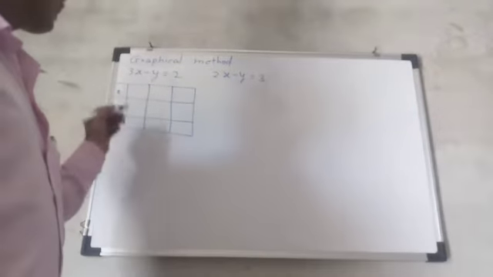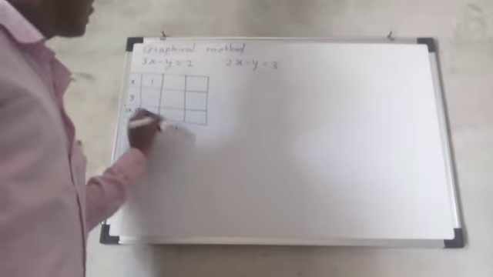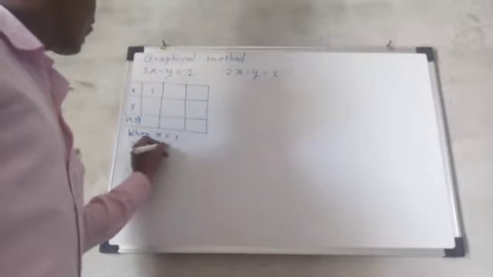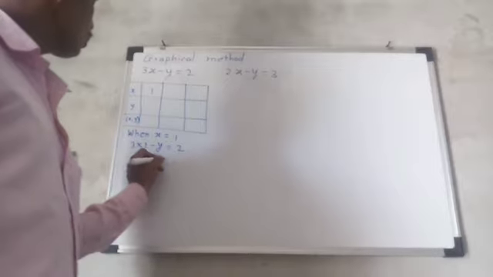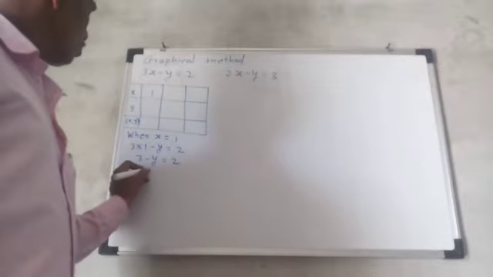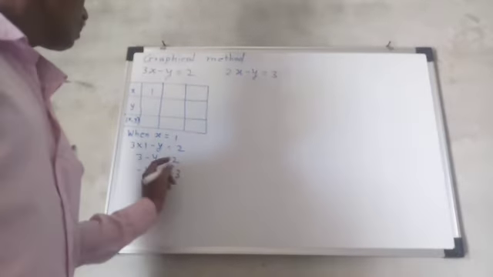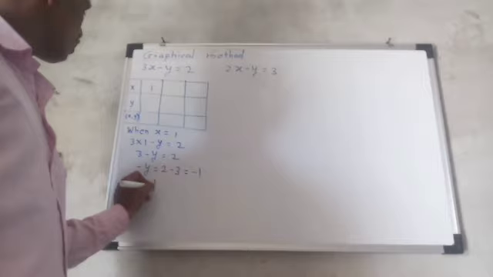Take values of x. x is equal to 1. When x is equal to 1, put here 3 into 1 minus y is equal to 2. 3 ones are 3 minus y is equal to 2. Minus y is equal to 2 minus 3. That will be equal to minus 1. y is equal to 1.